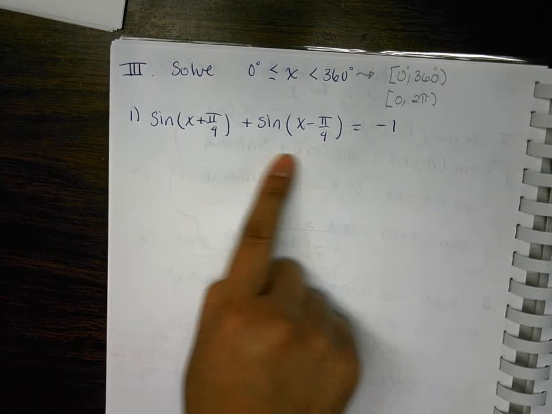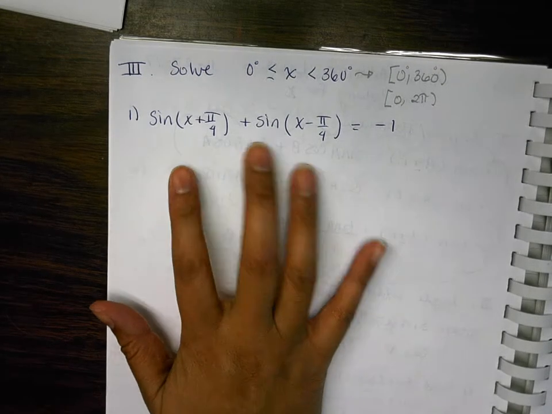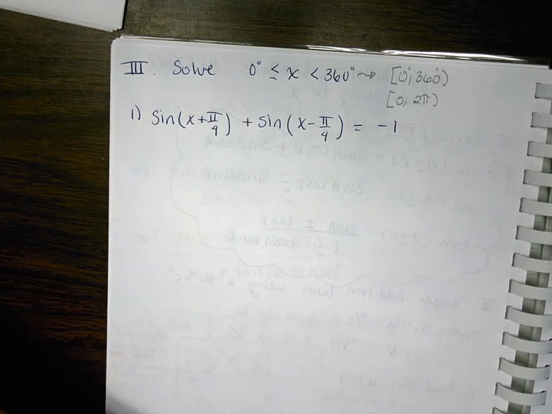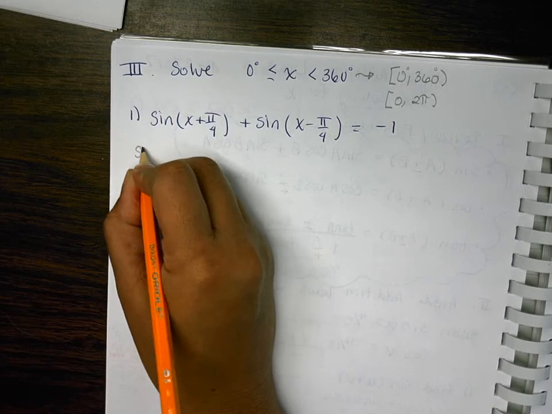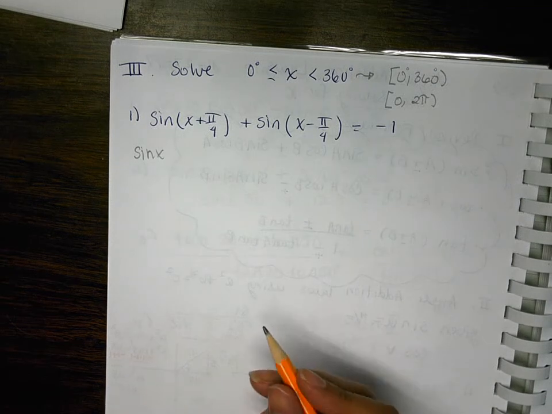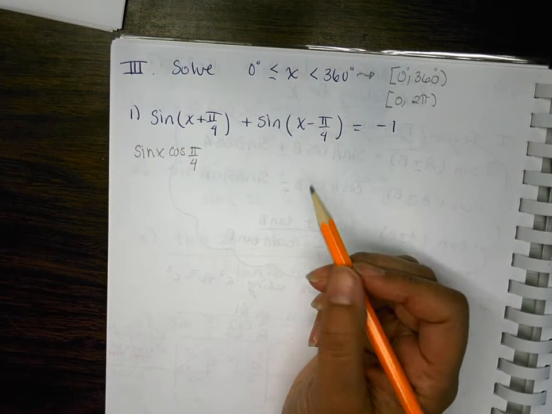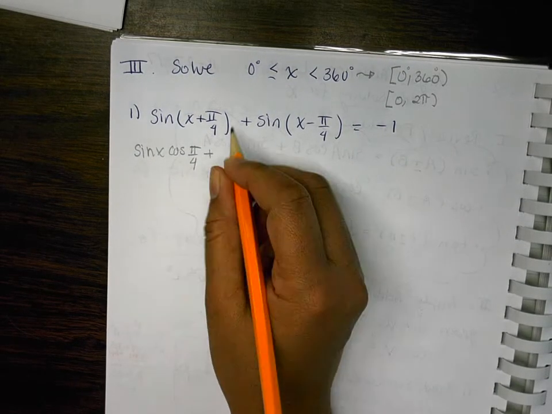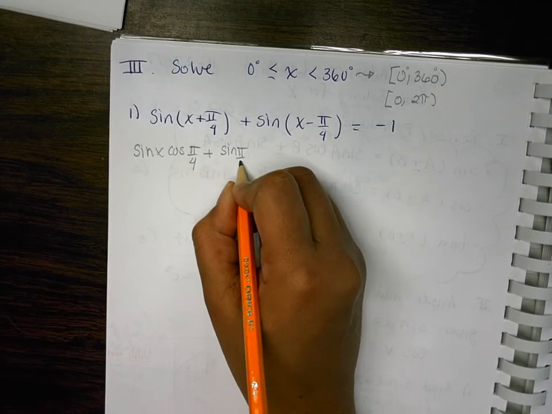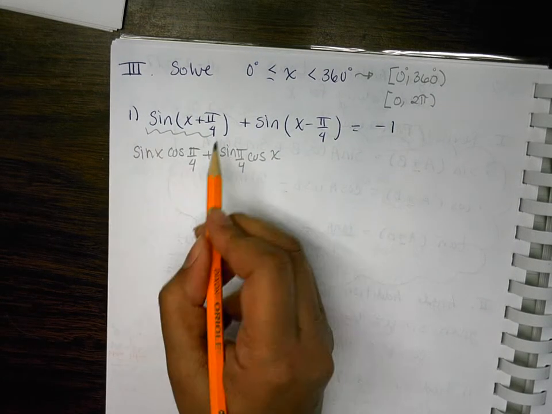When you're doing these, what do we do again? Expand. If it looks like one that we've been doing, where there's sine in parentheses or cosine in parentheses, don't distribute, expand. All right, so what do I get? Sine of x, sine pi over 4 or cosine pi over 4? Cosine pi over 4, plus, and then sine of what? Pi over 4 and cosine of x.